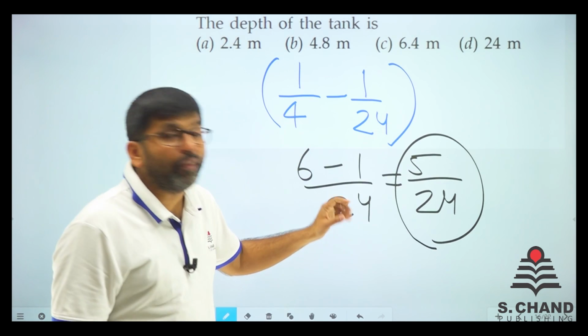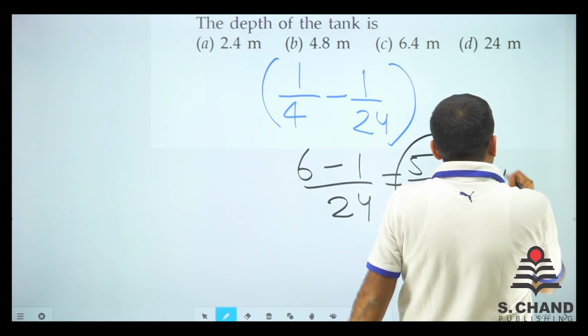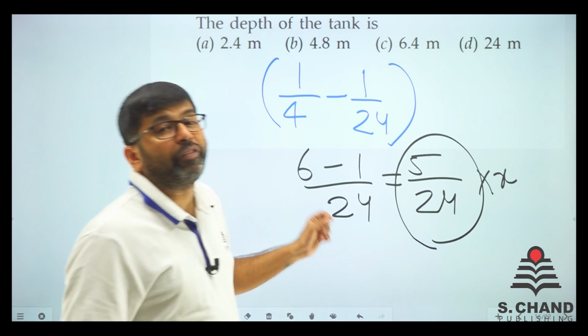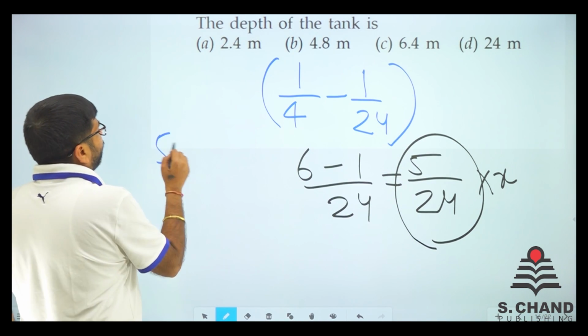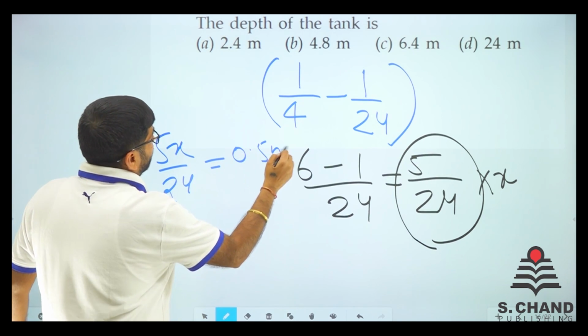Now this, when multiplied by the height, say for example x is the height, which is given as 0.5 meter. So what I'll do is 5x by 24 will be 0.5 meter, right?